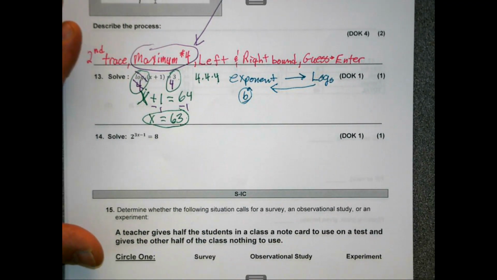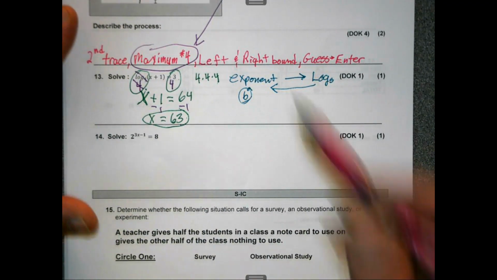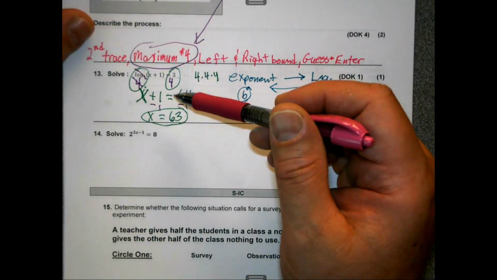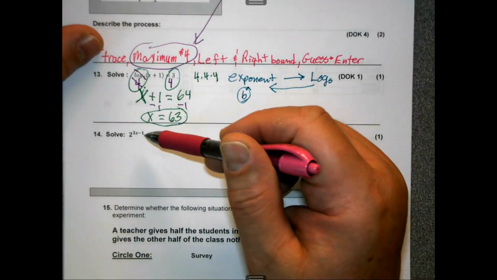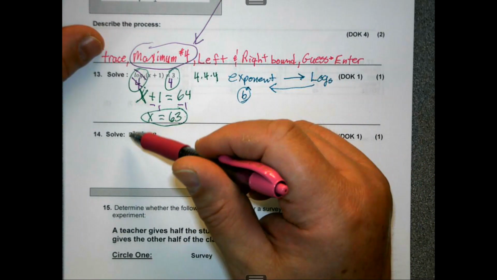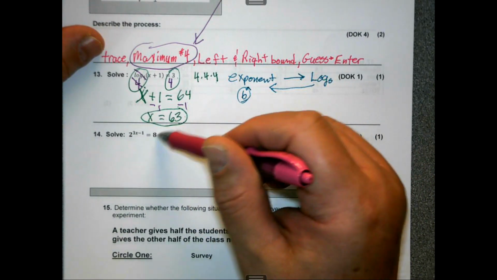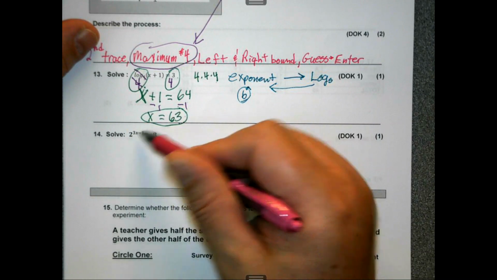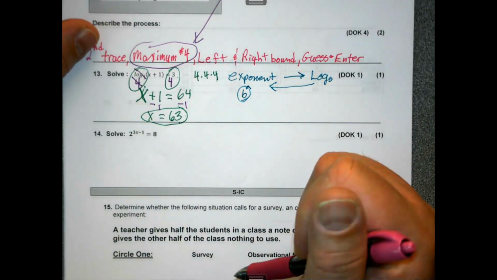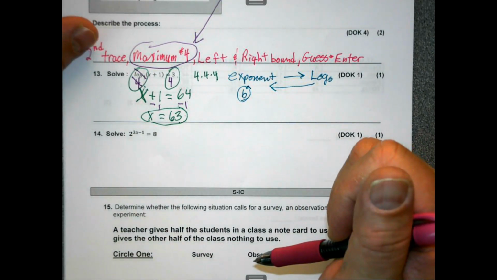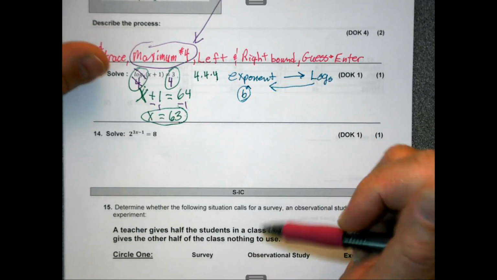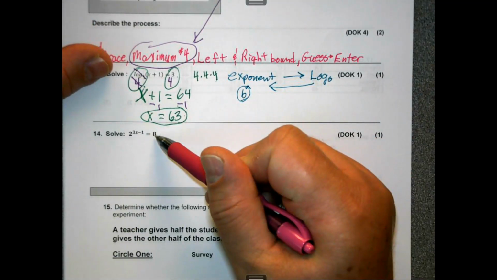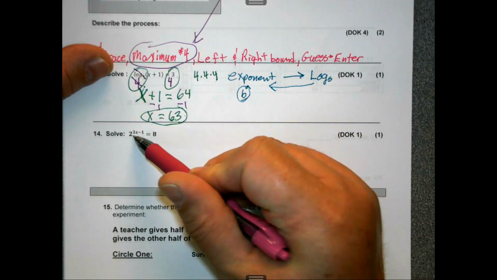All right, number 14. Now, this is kind of tricky. We have powers here, right? And we did learn at one time that if the bases were the same, we can cancel them out. Very first thing we did with that unit. Is there a way I can make this 8 have a base 2?